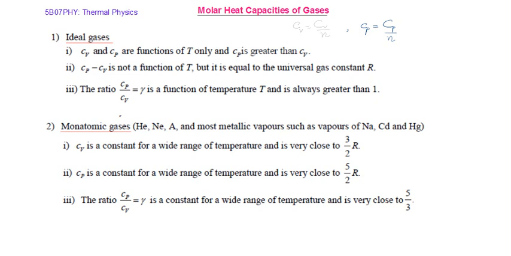And I hope you remember Mayer's relationship, which connects the specific molar heat capacities as small cp minus cv is equal to R. So that was our Mayer's relationship. Let's keep these equations in mind and then come to the description that is given here. Let's take one by one. First let us discuss the case of ideal gases.